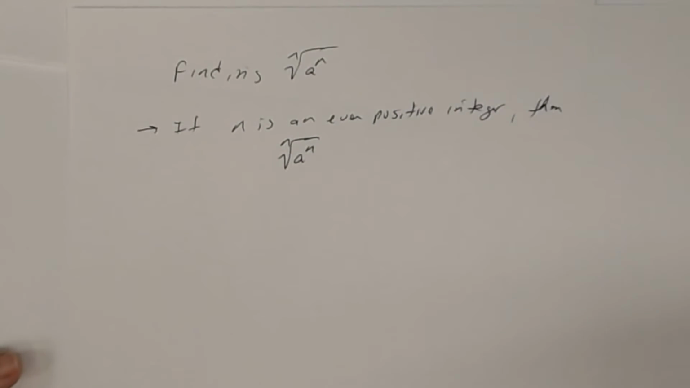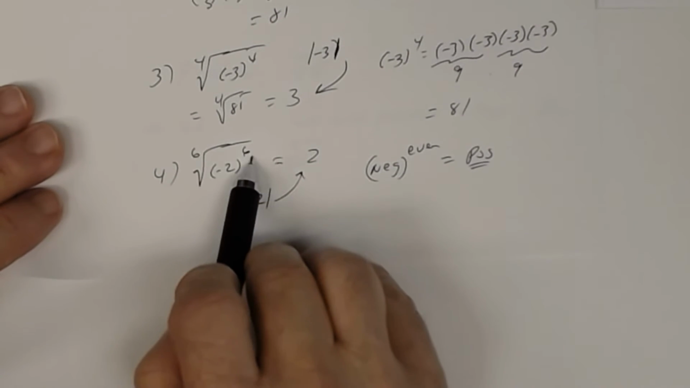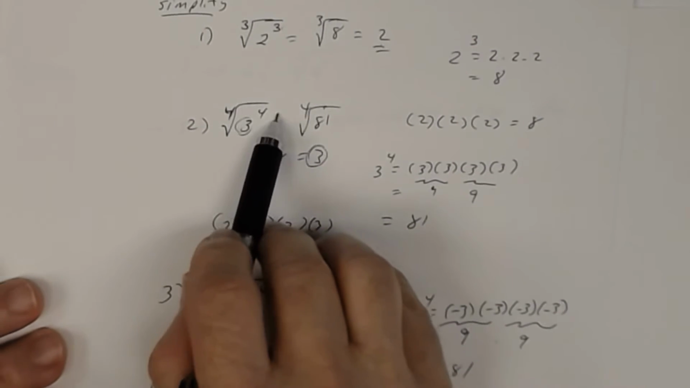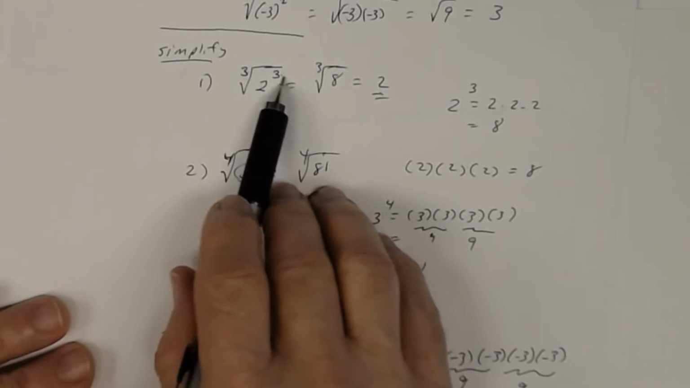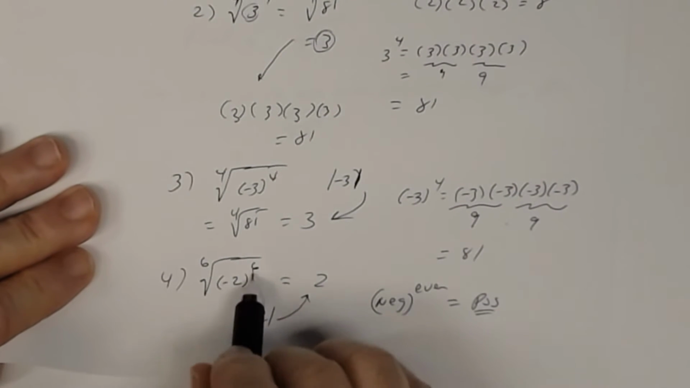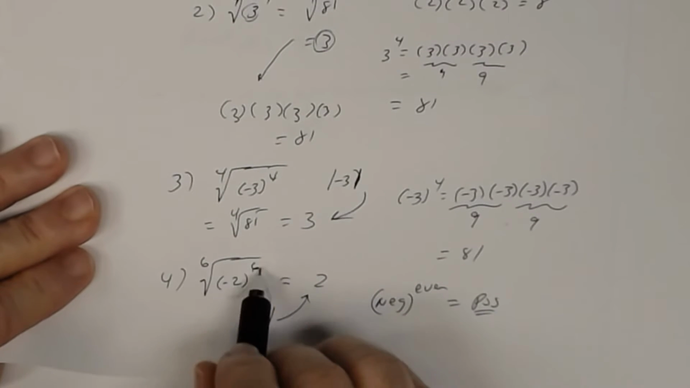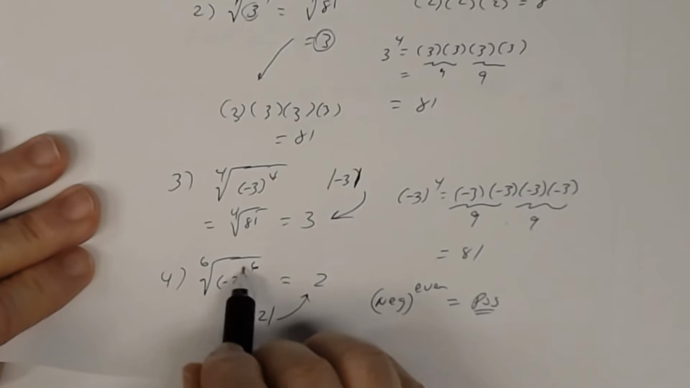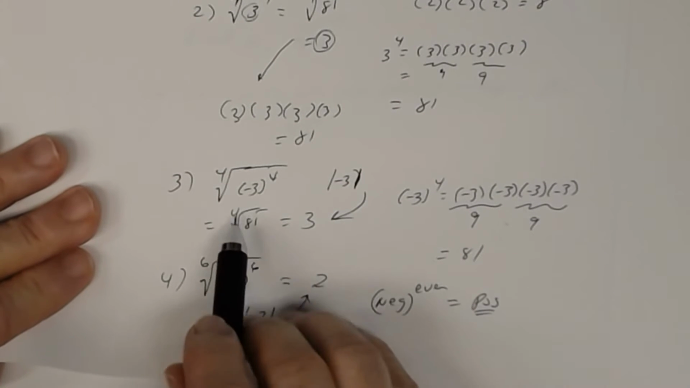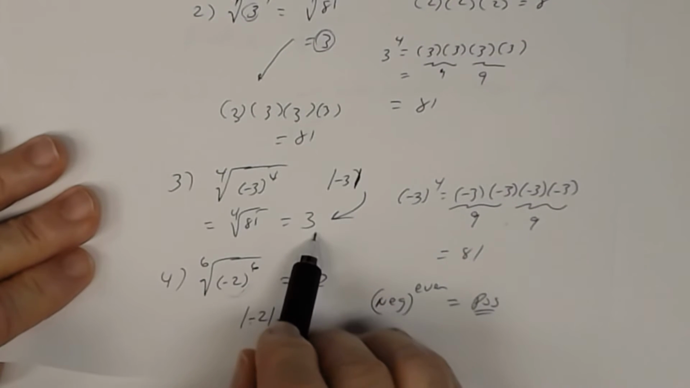Okay, so let's look at this. You see how these are positive, even: 6, 6, 4, 4, 4, 4. This one is not even, so I'm not going to look at number 1. But notice that when the exponent and the index are even and the base is negative, we took the absolute value to get our answer.